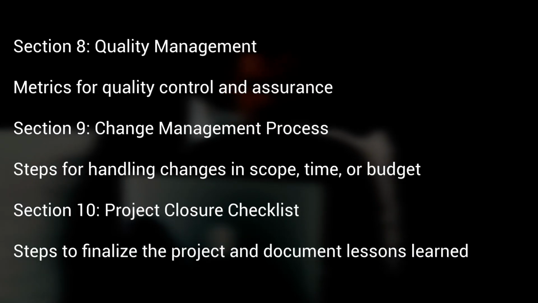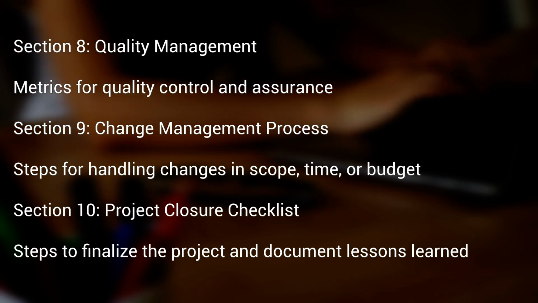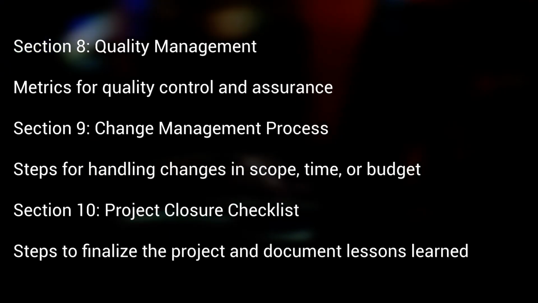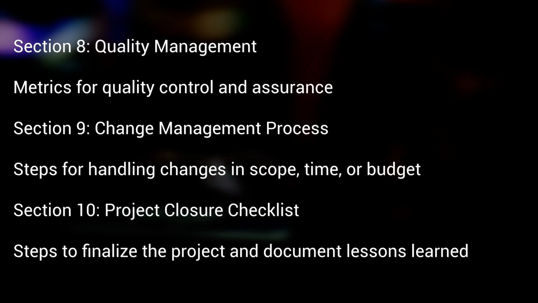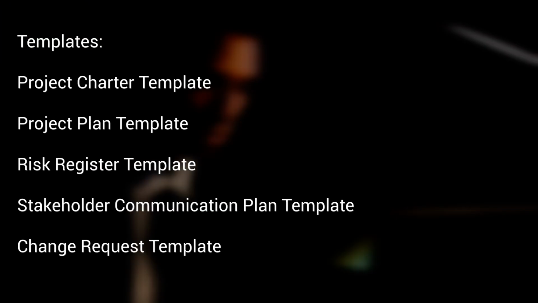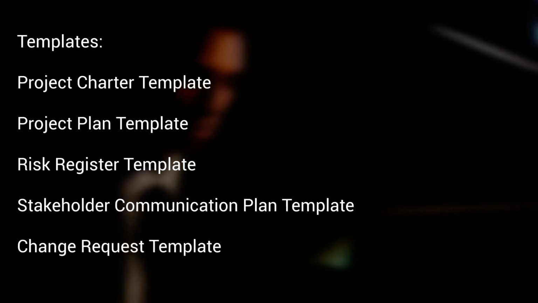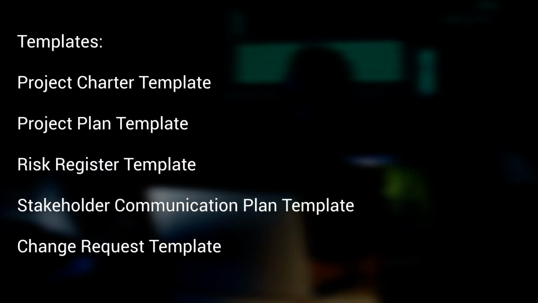Section 8. Quality Management. Metrics for quality control and assurance. Section 9. Change Management Process. Steps for handling changes in scope, time, or budget. Section 10. Project Closure Checklist. Steps to finalize the project and document lessons learned. Templates: Project Charter Template, Project Plan Template, Risk Register Template, Stakeholder Communication Plan Template, Change Request Template.